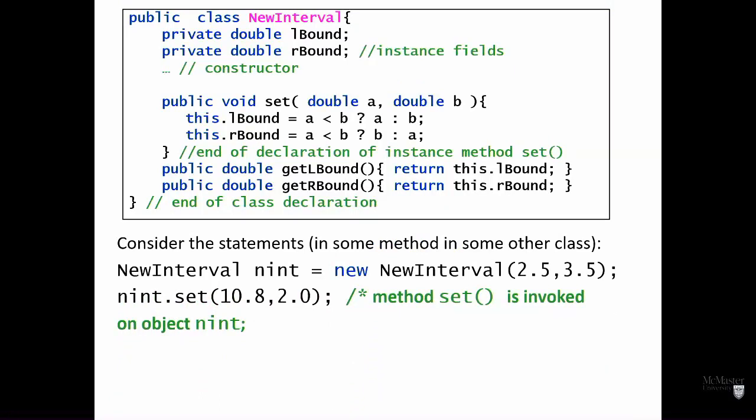Here is an implementation for the set function. It sets the L bound and R bound by taking two inputs. The example that I just showed you was to set the L bound and R bound separately, so you needed two methods for this. This one is doing both at the same time. You just take two inputs. The minimum or the smaller one would be your L bound, and the larger one would be the R bound.